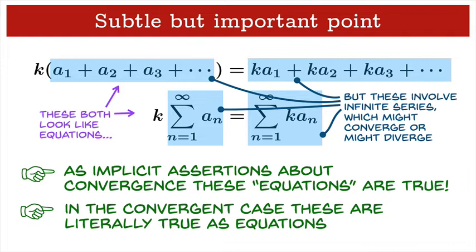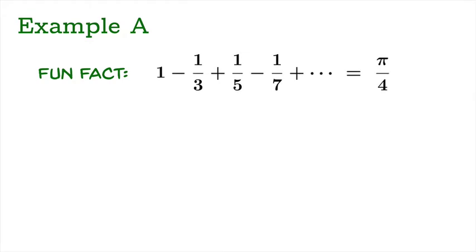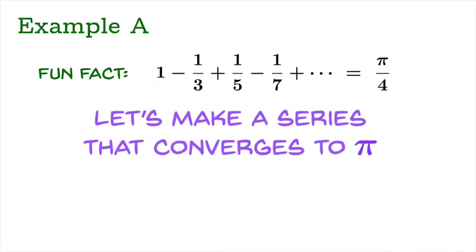So let's look at some examples. Here's example A. Fun fact, the alternating sum of the reciprocals of the odd numbers turns out to be pi over 4. You don't need to understand why this is true to appreciate this example. It is true, and it's something to look forward to as you continue your studies of infinite series. But here's what we're going to do. Given this fact, let's make a series that converges to pi on the nose.